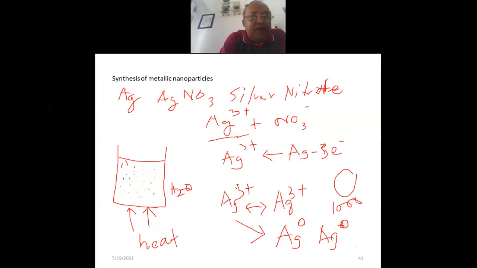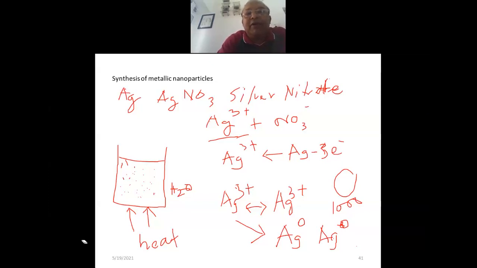So how do we do that now? Can somebody tell me? How can we do that? If you remember, how did we make the 3 plus? It's because I said we had removed 3 electrons, right? If we remove 3 electrons from a neutral atom, it becomes Ag3+ in this case. So if we put those 3 electrons back, then it becomes Ag, right?